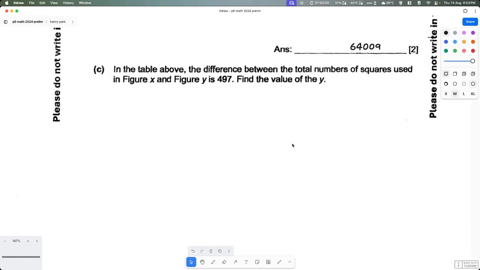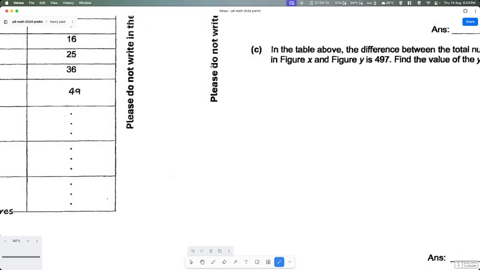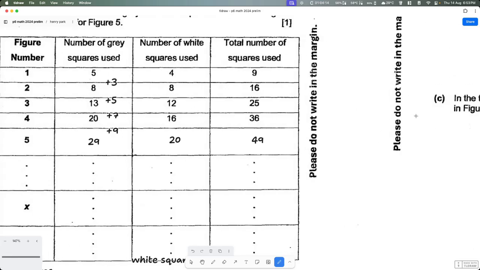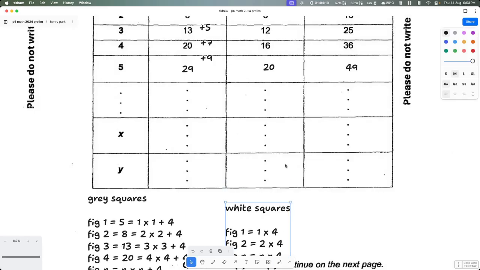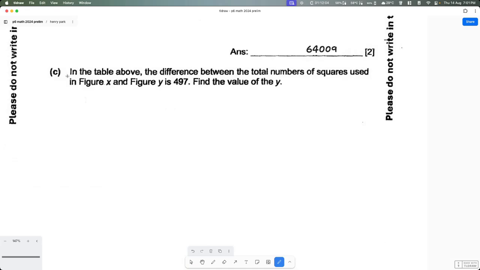64,009. In the table above, the difference between the total number of squares used in figure X and figure Y is 497. Find the value of Y. So the difference between the total number of squares used is 497. All right, so for part C, in the table above, the difference between the total number of squares used in figure X and figure Y is 497. Find the value of Y.